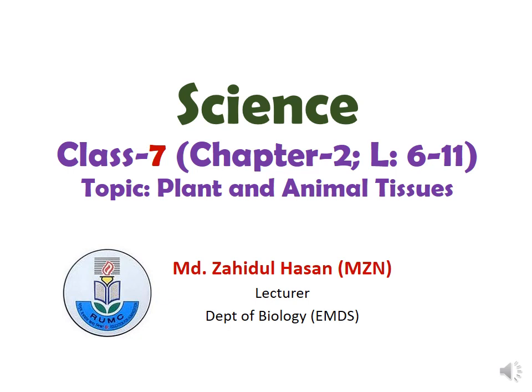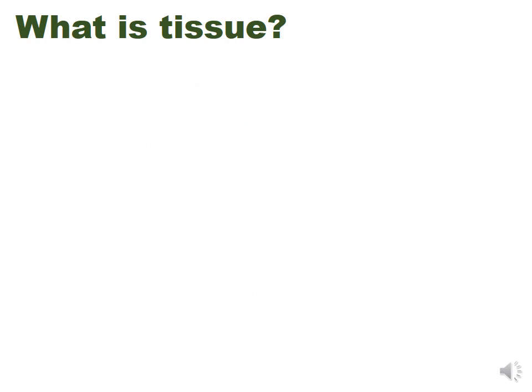Today, our topic is tissue. Yes, the plant and animal tissues. And this topic belongs to chapter 2, lessons 6 to 11. Okay, so what is tissue? Tissue is nothing but a group of cells.